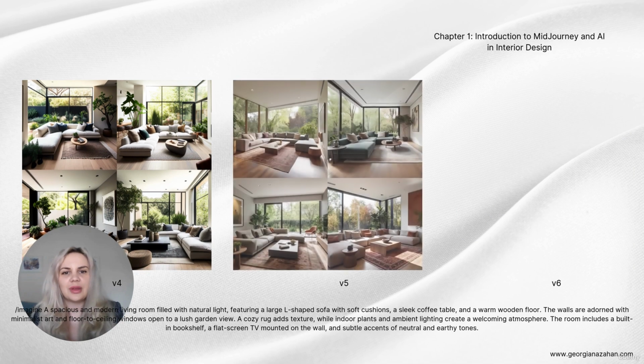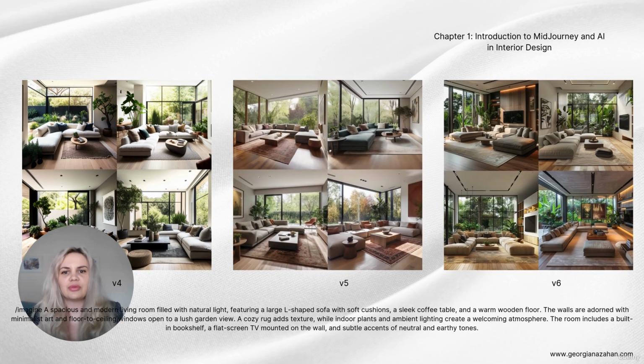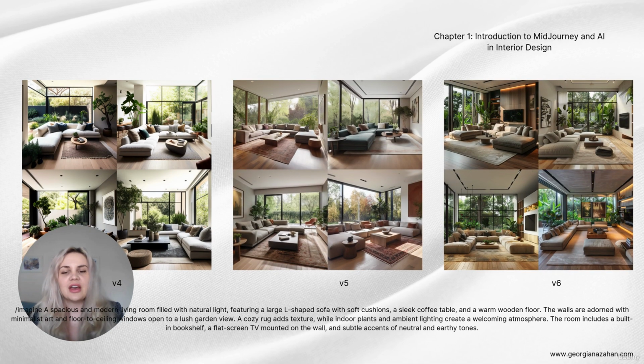Alright, now let's compare the same prompt using the newer versions 4, 5, and 6. Version 4 is where things get spicy. Suddenly, that sofa has shadows, the coffee table has realistic reflections. Version 5, that's Instagram worthy. The textures are refined, the lighting feels like it was shot by a professional photographer.